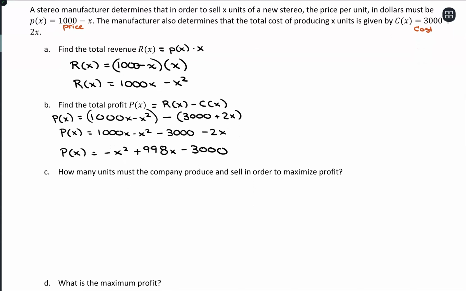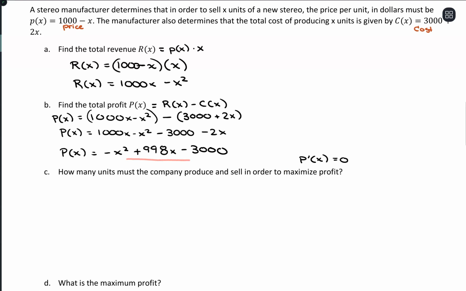So how many units must the company produce and sell in order to maximize profit? So what we're going to do is evaluate where the derivative of our profit function is equal to 0. And something I can notice, I'm just keeping this in the back of my mind, we want to make sure we're finding a maximum.